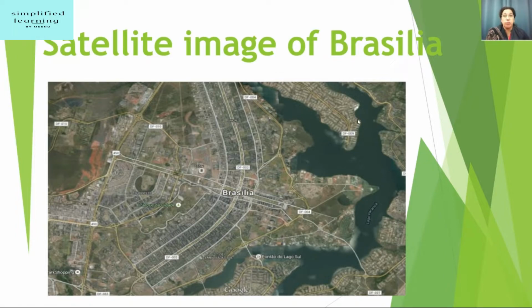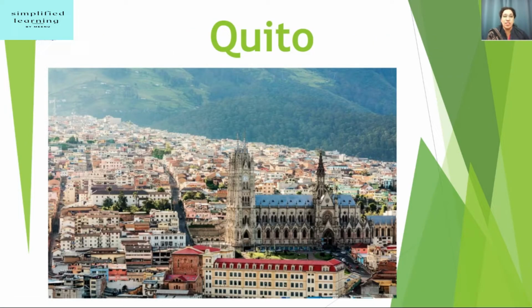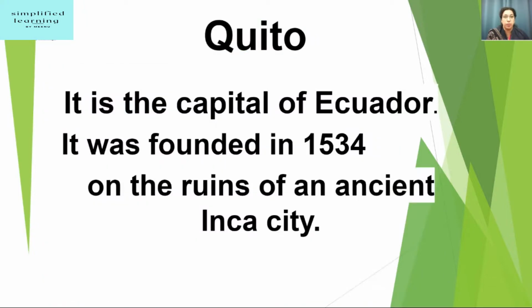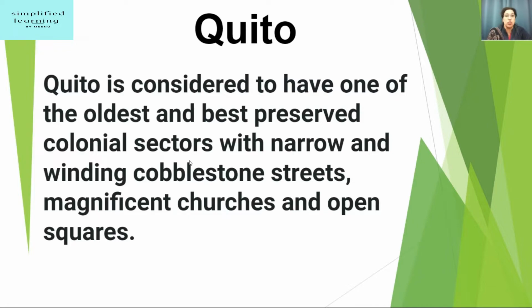Now, after exploring Brasilia, let's move to the next city, that is Quito. So this is Quito, the capital of Ecuador. It was founded in 1534 on the ruins of an ancient Inca city. Quito is considered to have one of the oldest and best preserved colonial sectors, with narrow and winding cobblestone streets, magnificent churches and open squares. Yes? As we are already aware of the location of Ecuador, it is situated close to the equator.